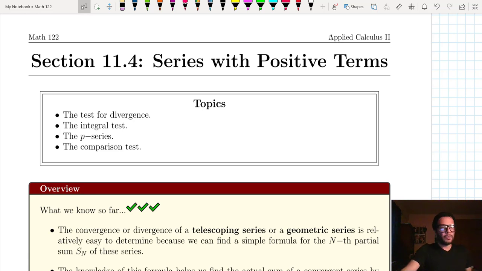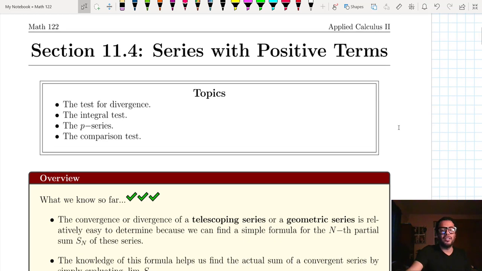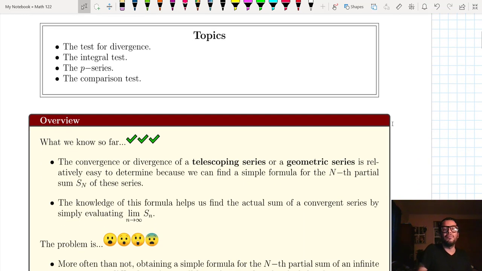Hello everyone, so it's been a while since we last covered a new video, so today we move on with chapter 11, going over series with positive terms. This is highly related to the previous section 11.3 in which we went over the telescoping series and the geometric series. So what is the relationship between those two sections?